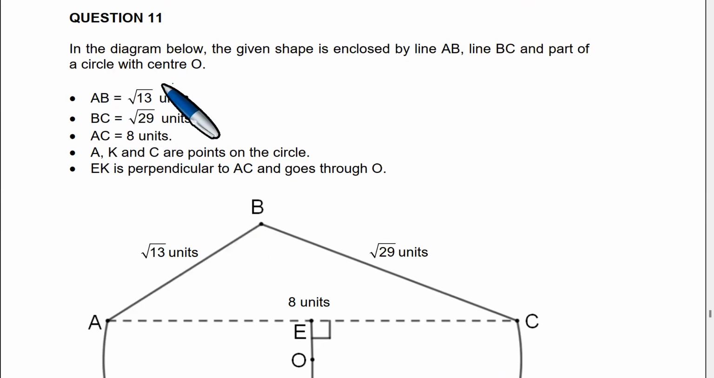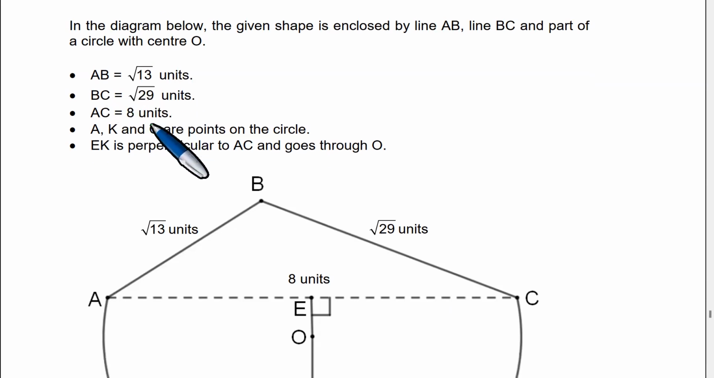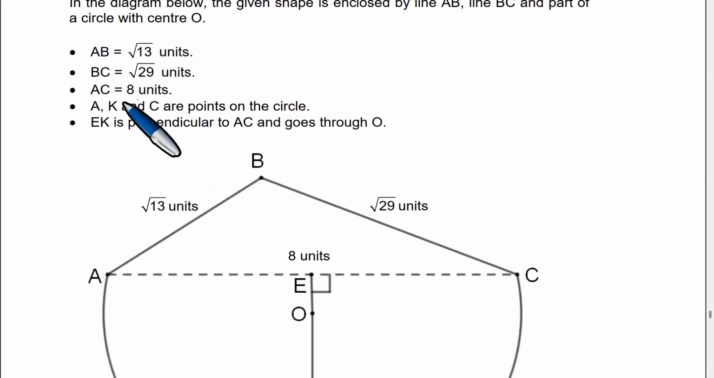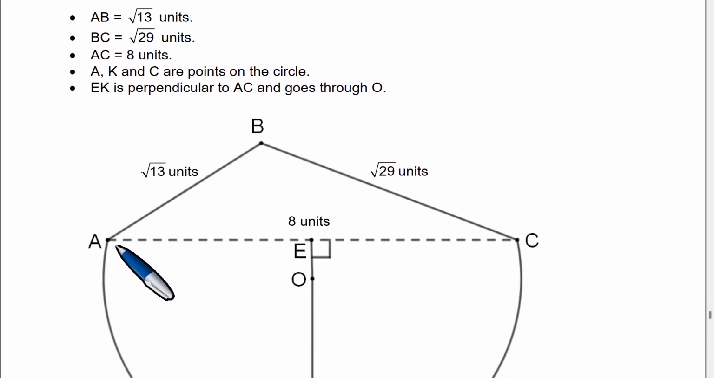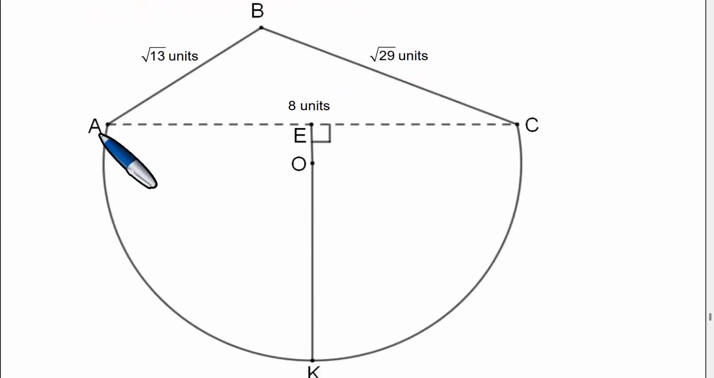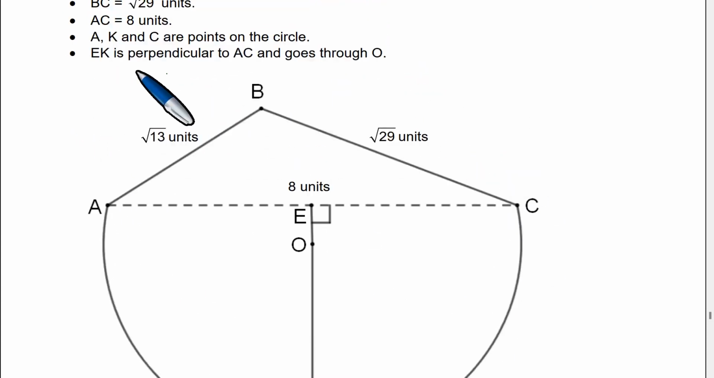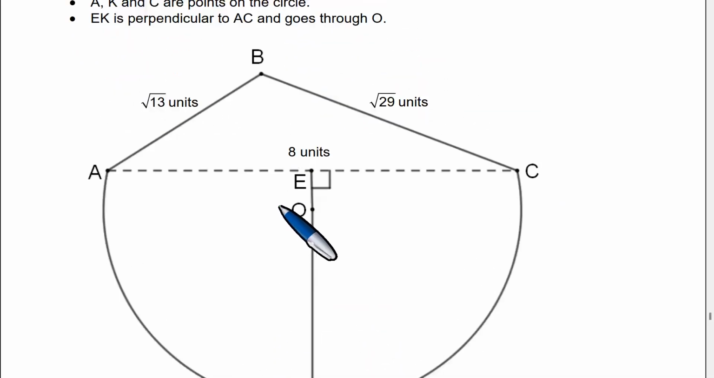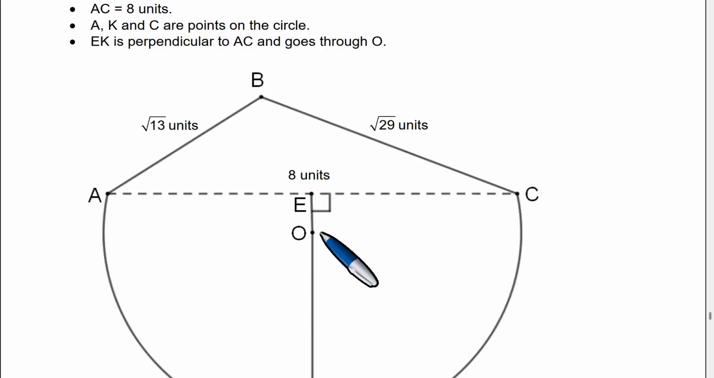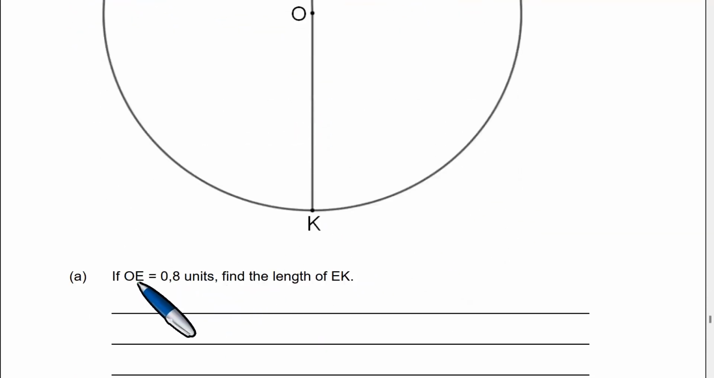Question 11. In the diagram below, the given shape is enclosed by line AB, line BC, and part of the circle with center O. AB is the square root of 13, BC the square root of 29, and AC is 8 units. A, K, and C are points on the circle. EK is perpendicular to AC and goes through O. Now let's answer the questions.